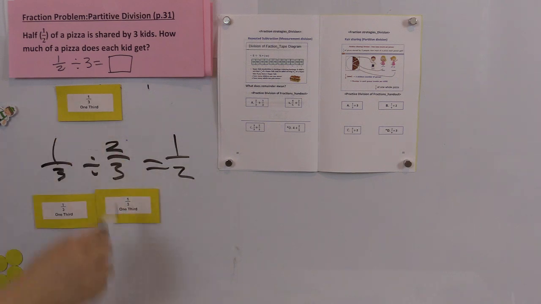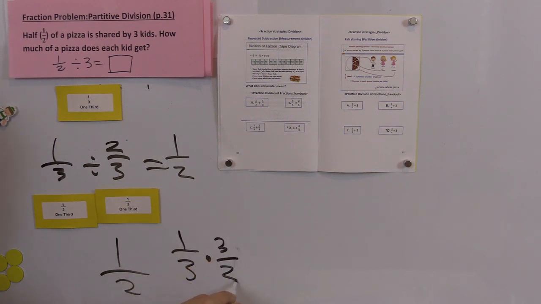Or you can say I have 1 box on top and 2 boxes on the bottom. So my answer is 1/2. This is what we are doing for the division problem. But if you want to do the formal algorithm, copy that, flip, 1/2.